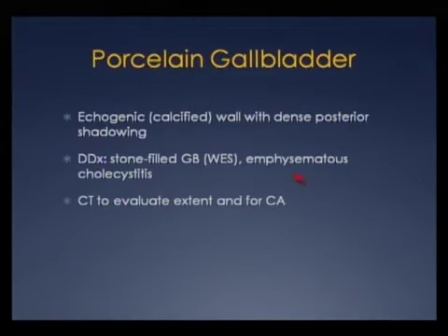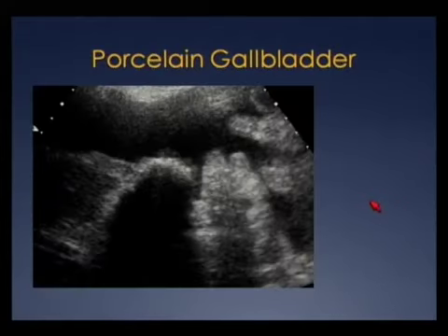Now, porcelain gallbladder is basically a calcified wall with dense posterior shadowing, and a stone-filled gallbladder can mimic the same appearance, as can emphysematous cholecystitis. And basically, CT is important in these patients to evaluate the extent of calcification and to look for possible masses, since there's an increased association with cancer.